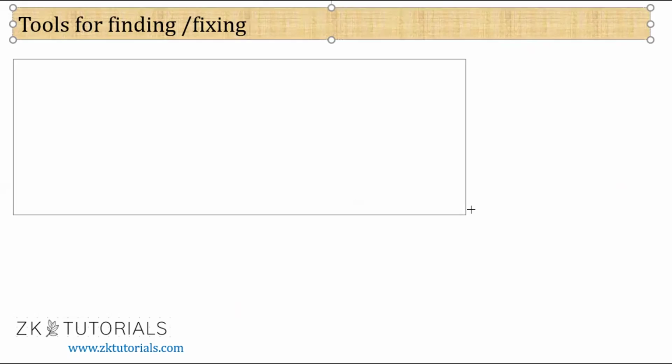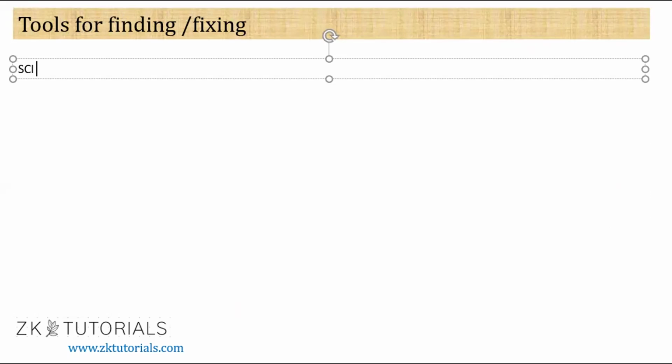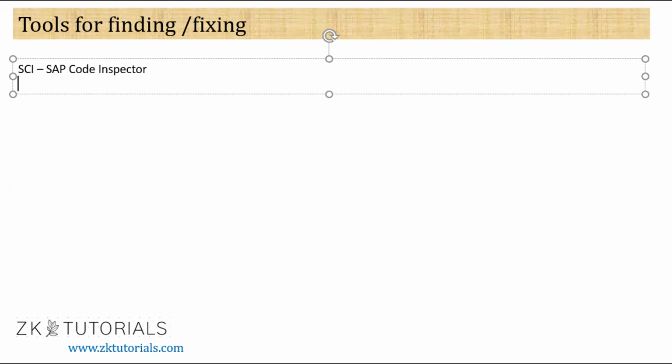तो क्या नाम है इनका? These two tools are first SCI and another is ATC. Okay, these are very important tools here. So what are they? First is SCI. What is SCI, guys? SAP Code Inspector. Okay, and another is ATC, which is ABAP Test Cockpit.